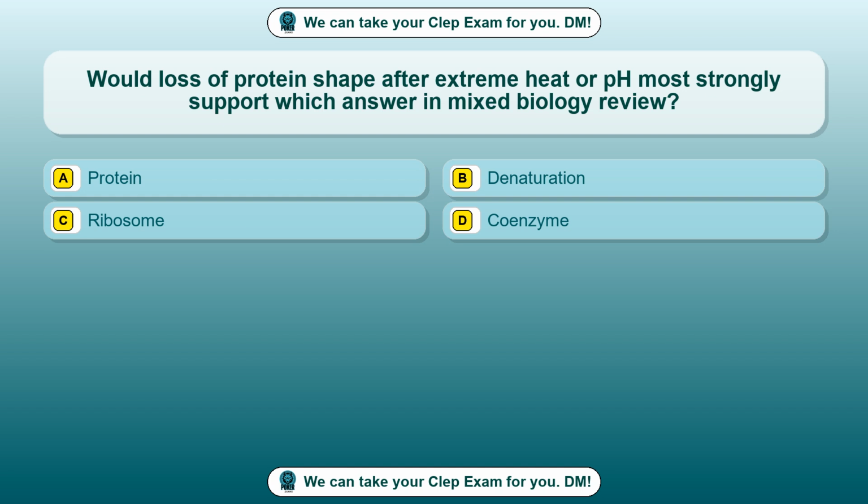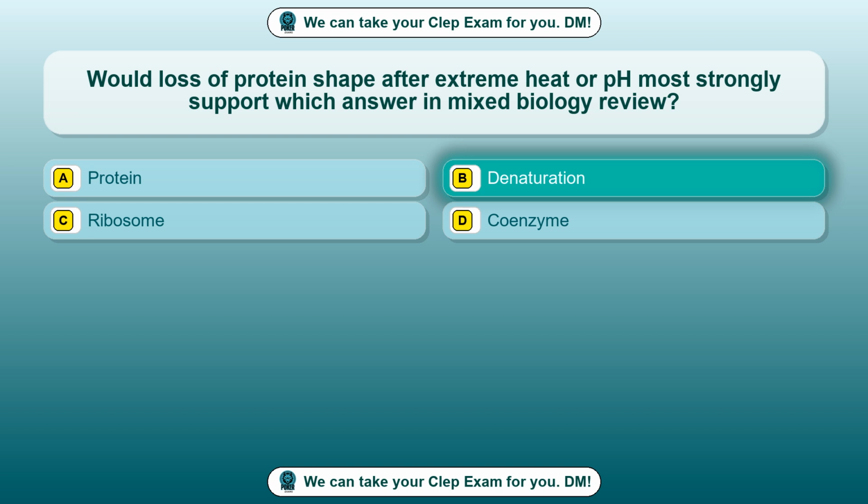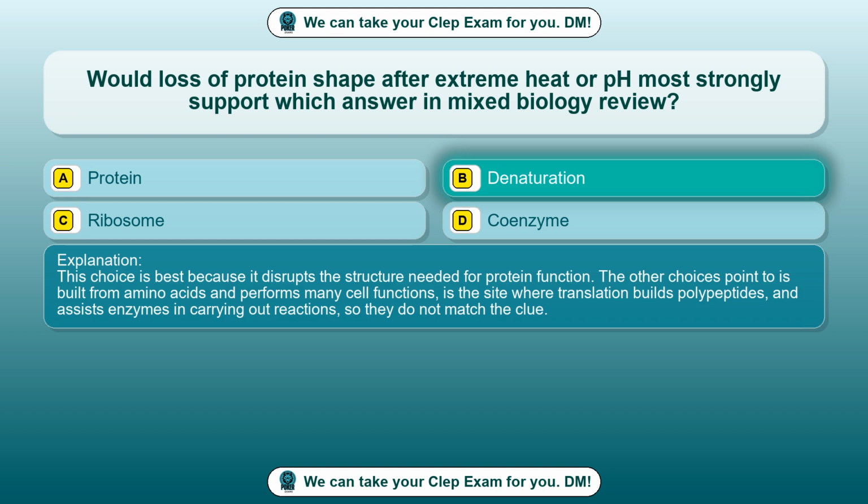Question 82. Would loss of protein shape after extreme heat or pH most strongly support which answer in mixed biology review? Option A, protein. Option B, denaturation. Option C, ribosome. Option D, coenzyme. The correct answer is option B, denaturation. This choice is best because it disrupts the structure needed for protein function. The other choices point to is built from amino acids and performs many cell functions, is the site where translation builds polypeptides, and assists enzymes in carrying out reactions, so they do not match the clue.